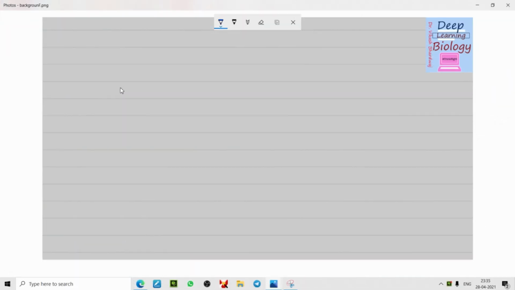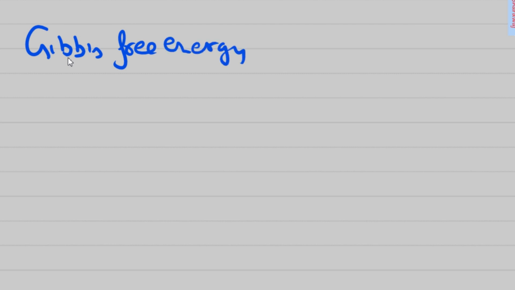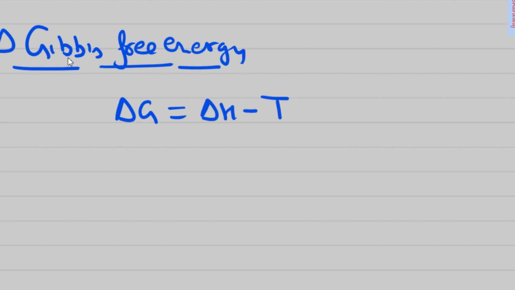Now you must have learned in your previous classes that Gibbs free energy can be denoted by a relation. The change in Gibbs free energy can be denoted by the relation delta G is equal to delta H minus T delta S. Now try to see what this is. This is the change in free energy.